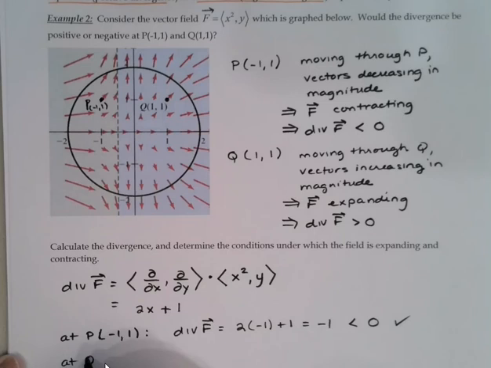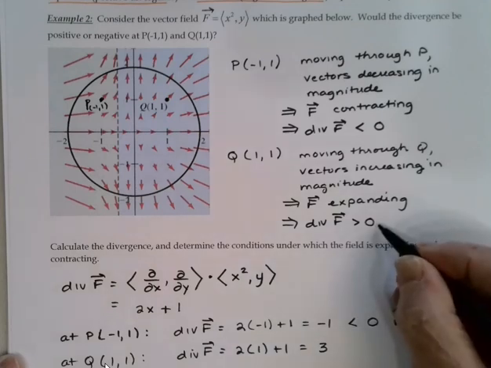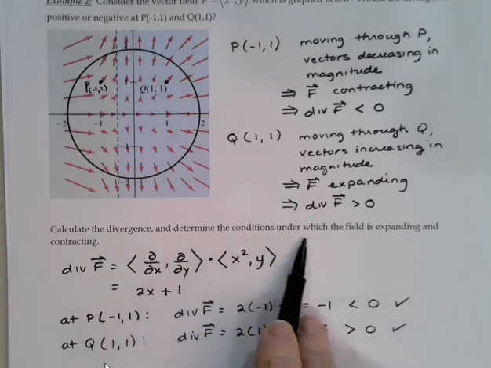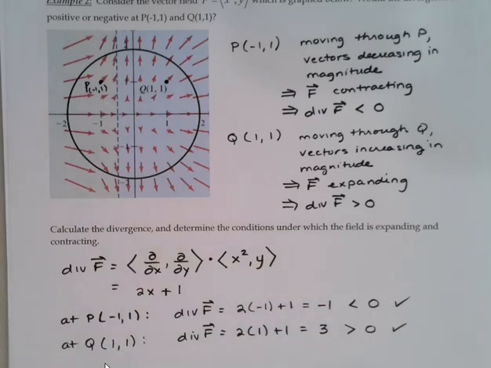At Q, which is 1, 1, the divergence of F would be 2 times 1 plus 1, which would be 3. Notice we predicted it would be greater than 0 because the vector field was expanding, and that's exactly what happened. So it seems to be making a reasonable prediction, telling us about the contraction or expansion of our vector fields. One last thing, it says, determine the conditions under which the field is expanding and contracting.